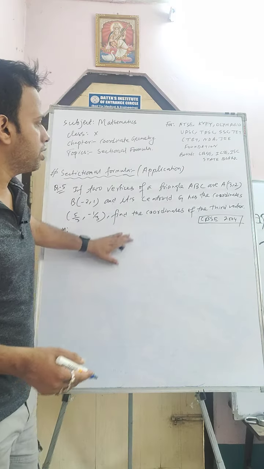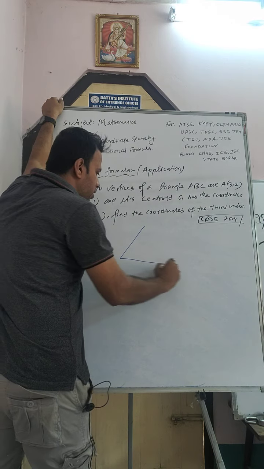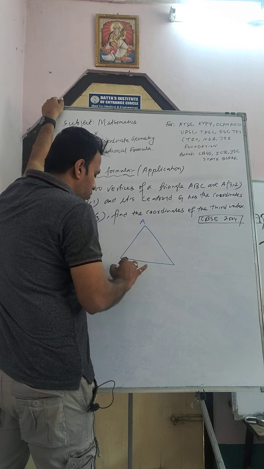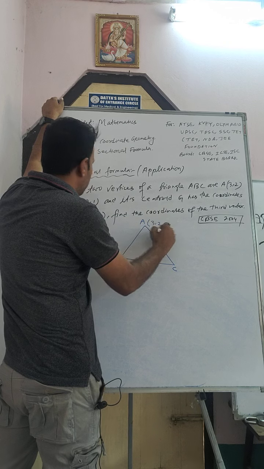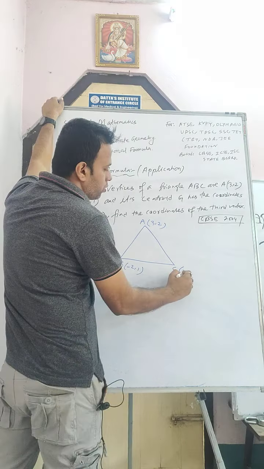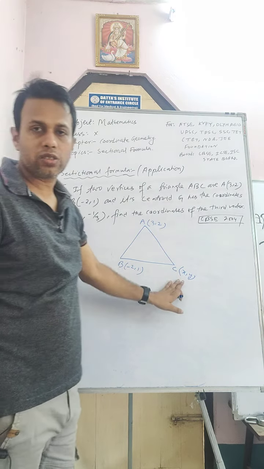So first I try to draw the triangle. Okay, now this one is triangle A, suppose this one is B and this one is C. So the coordinate of A is 3, 2. Coordinate of B is minus 2, 1. Coordinate of C is not known. Suppose I consider this one is x, y.